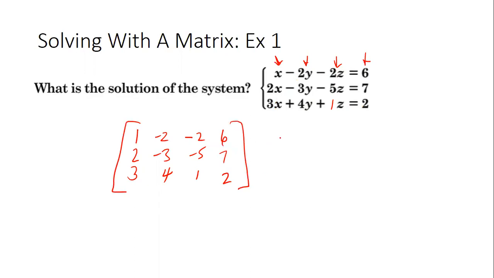How big is this matrix? How many rows are there? 3. And how many columns are there? So I have a 3 by 4. So this is what I'm putting into the calculator, that I have a 3 by 4.